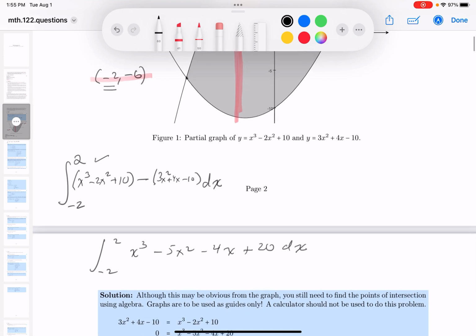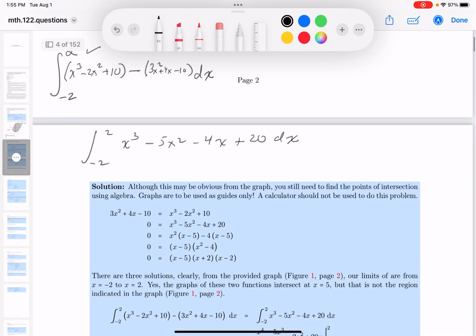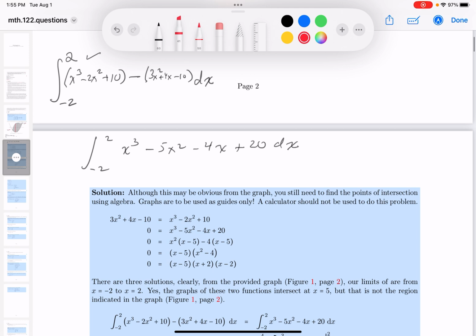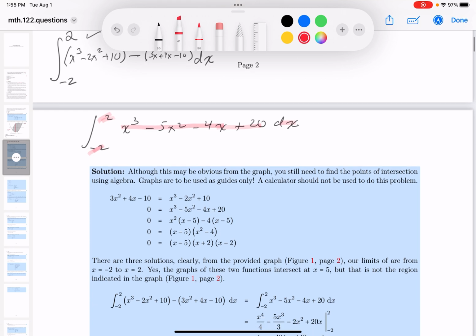Okay, I want to point out when you're studying, you could certainly be doubting yourself. I just want to see if we got the first milestone. By the way, this is the area. Were we able to get here? Who knows? Maybe we didn't get there, right? So we say minus 2 to 2. I do see that. X cubed minus 5x squared. I do see that. Minus 4x plus 20 dx, I do that. And this is a good place to be if you're here.